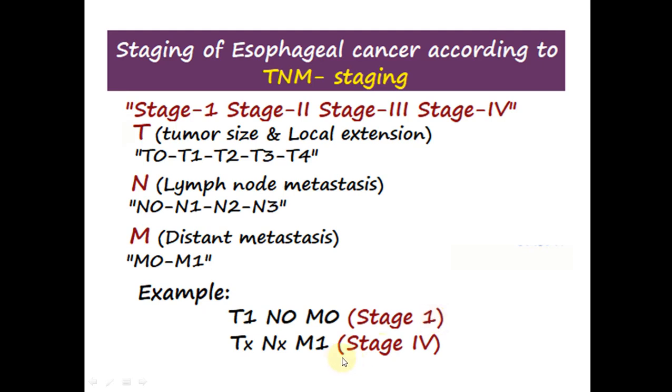But if the M, which is the distant metastasis, is 1, even 1, at this stage we don't think about the T and N. If distant metastasis is present, we will stage this esophageal tumor as esophageal tumor stage 4. And as the stage increases, the prognosis becomes more and more poor, and the treatment becomes more and more difficult.